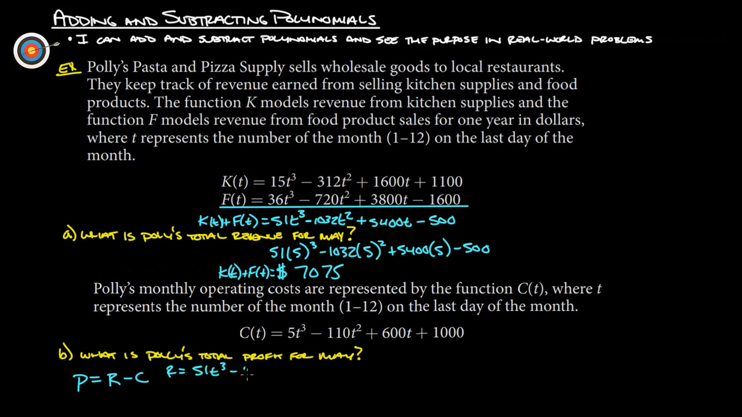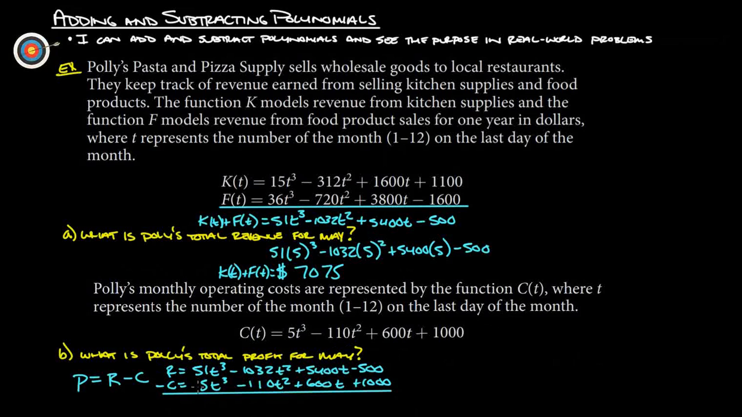In that case, our revenue is 51t cubed minus 1032t squared plus 5400t minus 500, because that's what we got when we added our two revenues together. And now we're going to subtract our cost, which is 5t cubed minus 110t squared plus 600t plus 1000. So we're going to subtract these two things here.